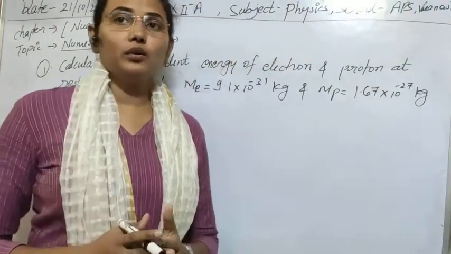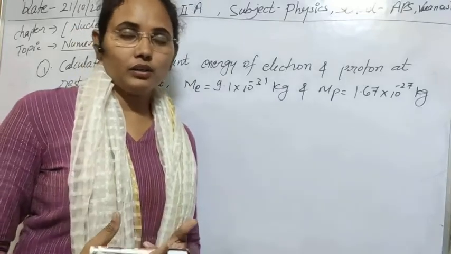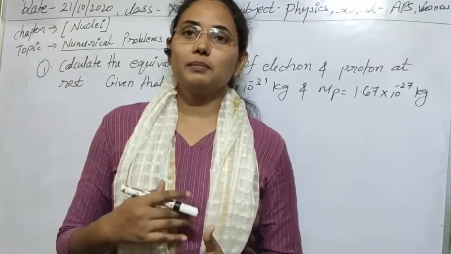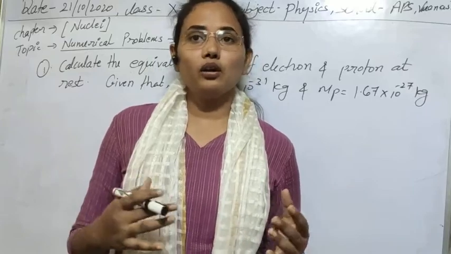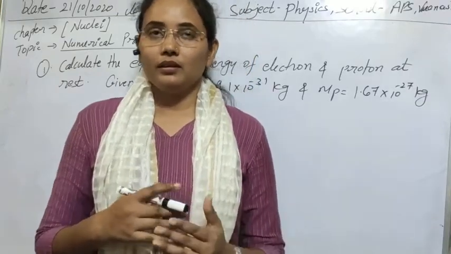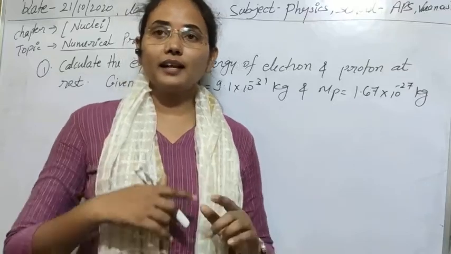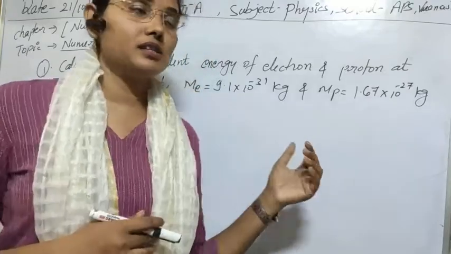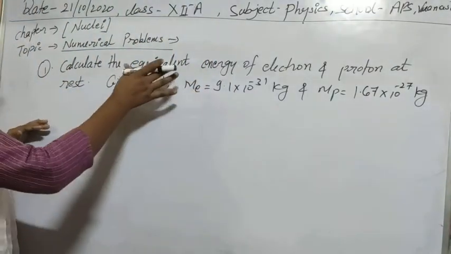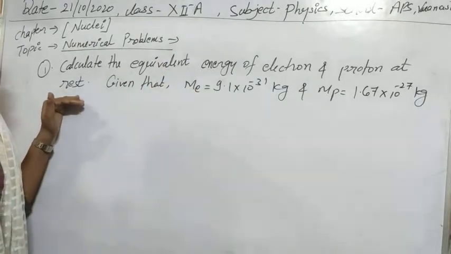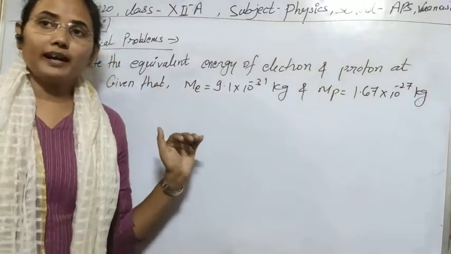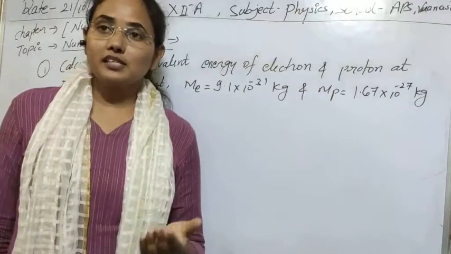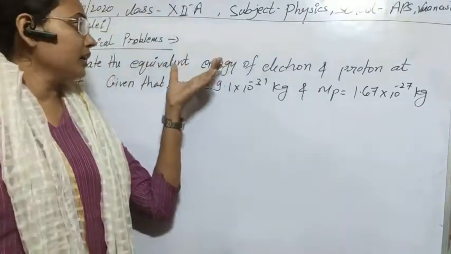nuclei is related to the properties of the nucleus, or simply, as we have studied, the binding energy of the system, and it is represented as equal to delta m c square. And also if we want to say that suppose an electron is revolving in the nucleus, what will be the equivalent energy it will have? So this is the question regarding that. Calculate the equivalent energy of electron and proton at rest. Means if proton and electron are at rest, then what will be their energy? So that energy is known as rest mass energy, or simply equivalent energy.